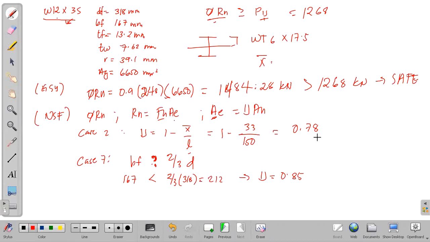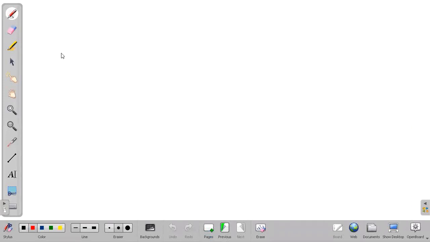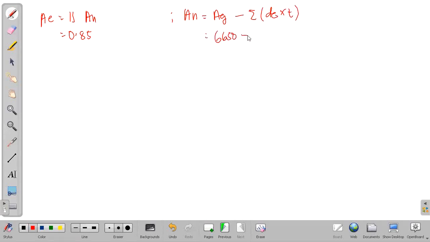Okay? So, therefore, use the larger value of U between these two. The larger value of U is 0.85. Okay? So, use this larger value of U. So, to solve for the AN, AE is equal to U times AN. Ang U natin is 0.85. Ano yung magiging AN natin? AN, the net area, is equal to area gross minus DE times thickness. Diba? Yung area gross natin is 6650 minus the summation, that is ilan yung bolt natin? 4. Times the effective diameter, that is 24, times the thickness, 13.2.